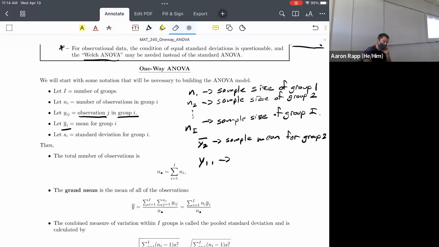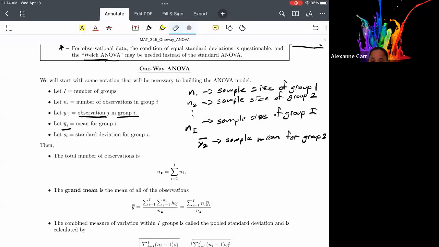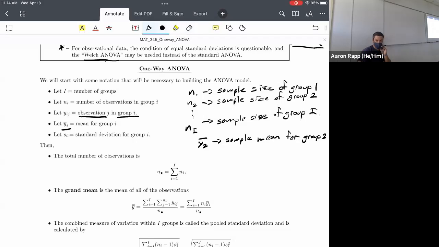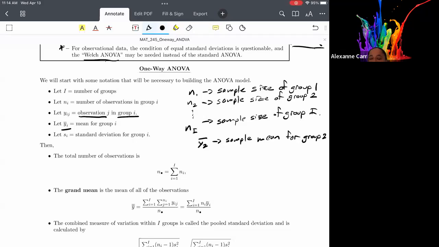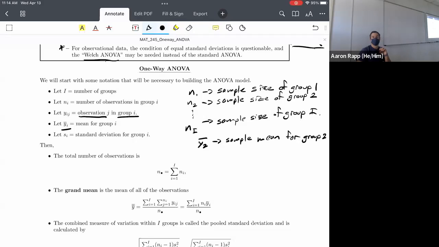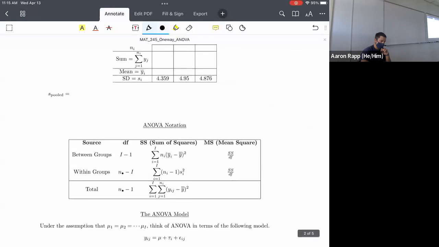Yep. So the observations are as a group. So the whole group would have the same observation? Say that one more time. So in group one, for the first observation, that's just one data point, or is that a group of data points? That's one data point. Good question.